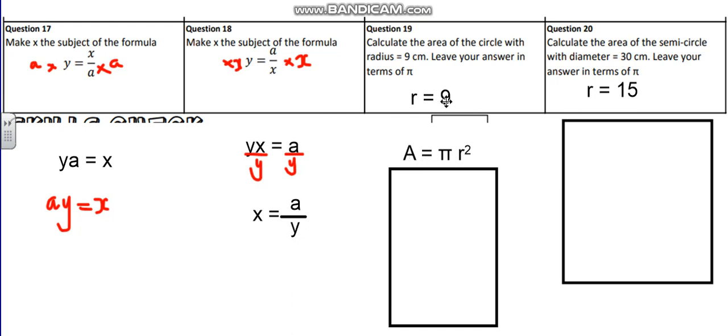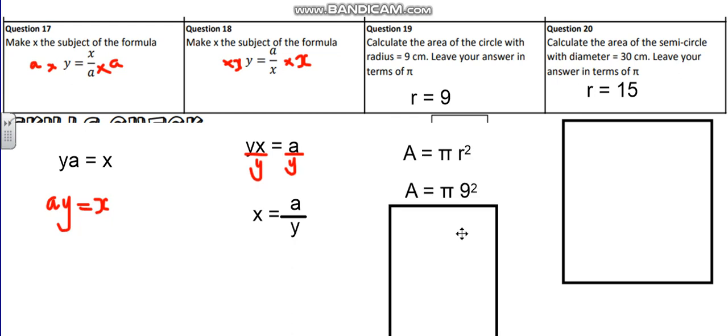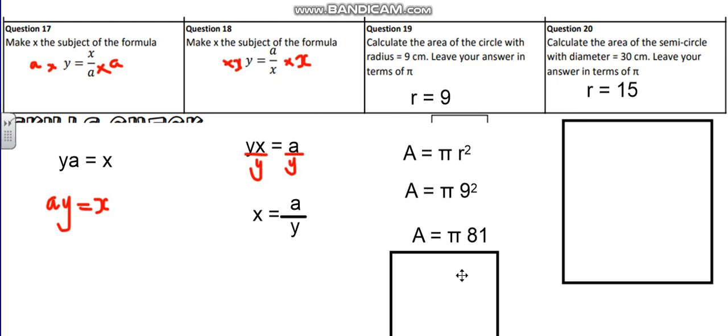So r is 9, so I'm going to replace the r with 9, so a equals pi times 9 squared. 9 squared is 81, so it's pi times 81. And then just to tidy it up, we normally write any expression with numbers and then letters, so we'd call it 81 pi. That's all I need to do.